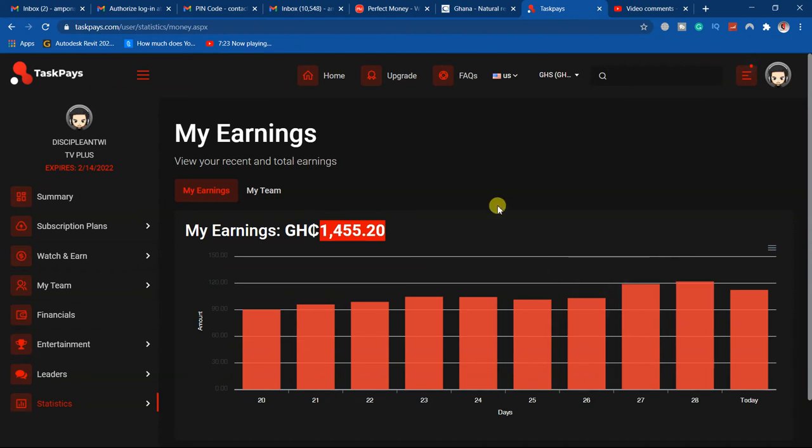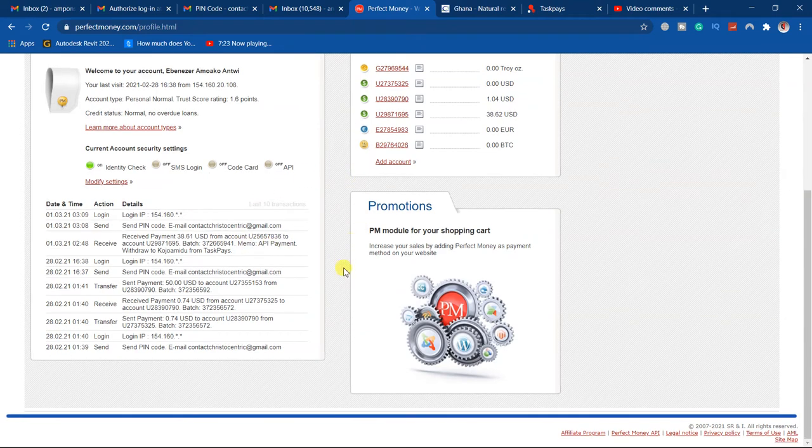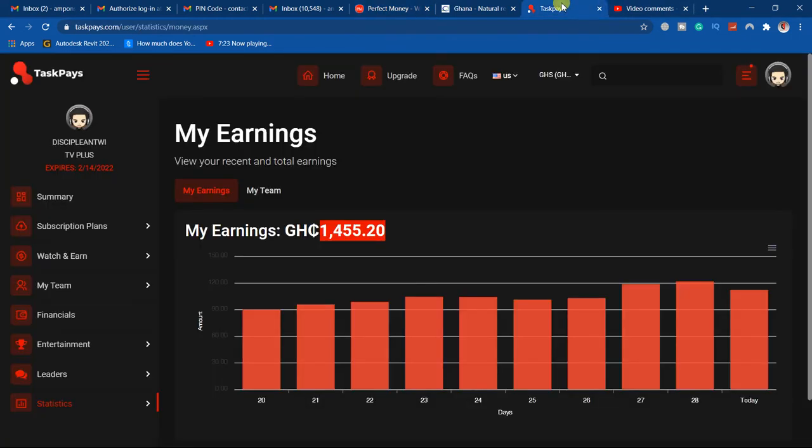Every single day. And this is for those who needed the perfect money listing. One of my downlines used my account to do a withdrawal, and it went through from TaskPays. He just did the request at 1 o'clock, and by 2 a.m. the money dropped in his wallet. So TaskPays is real. I wouldn't tell you that they are going to stay forever, but for now, they are in the system. They are real and they are paying. If you have money, don't hesitate to join.